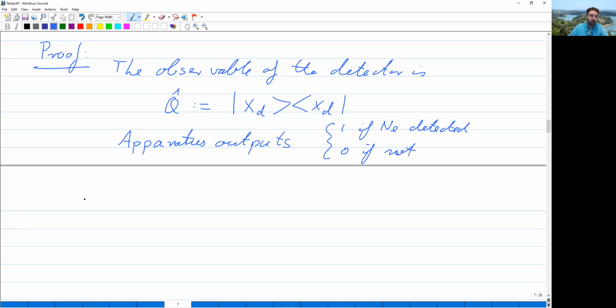So therefore, in an ensemble, so if we run the experiment many, many times, the Q bar is the average number of detections here. It is the probability, therefore. So we have that Q bar is the probability for detection.